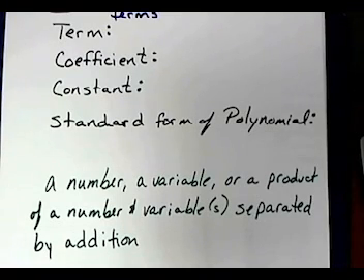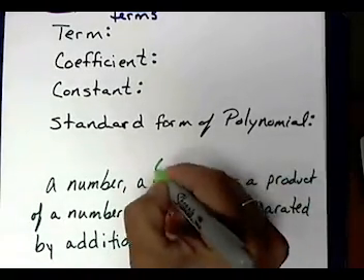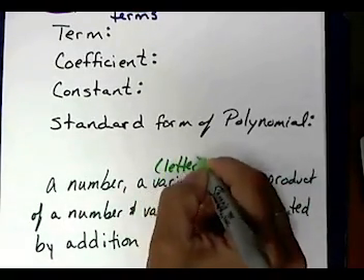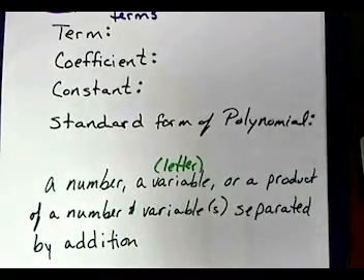So once again, it's a number, a variable, or a product of a number and a variable or variables separated by addition. Now, if we don't understand the words in the definition, we're not going to understand the definition itself. So let's make sure we understand each part. A number, okay, we're good with that. A variable. Variable is just another way of saying a letter. Okay. A number or a letter or a product.